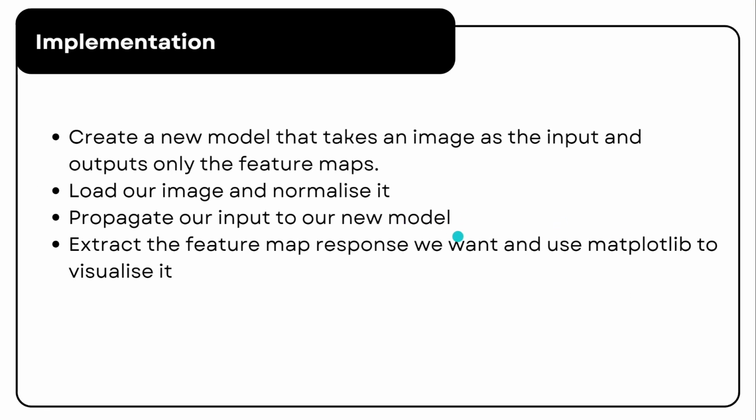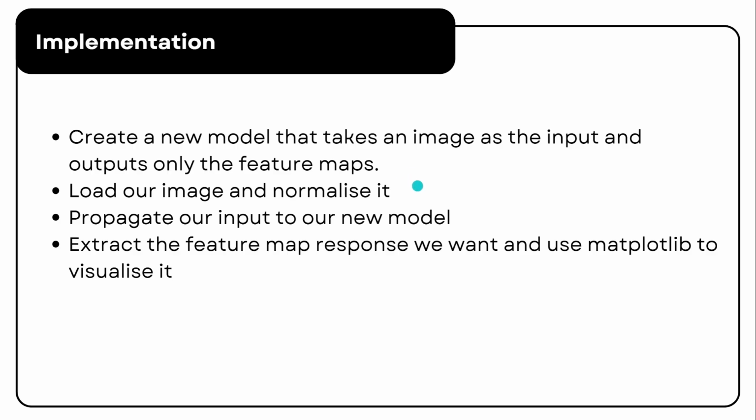Okay, so let's take a look at how we actually implemented this. First, we create a new model similar to the one we used before, but this time we modify it so that it takes an image as input and outputs only the feature maps from the layer we're interested in. We don't want the final predictions here. We just want to see what the CNN is learning at each step.